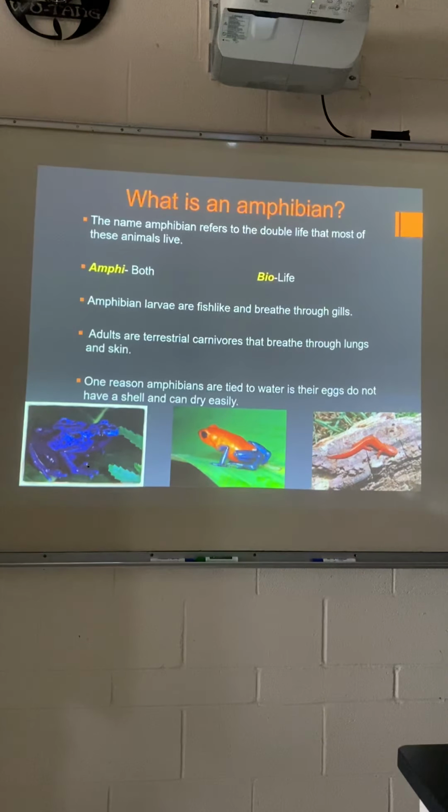The name Amphi means both, bio is life, and this is because these guys have both lives, kind of. They start off their life in water and eventually end up on land. But again, they're tied to water, and a lot of times it's due to reproduction. Their eggs are very, very delicate, and they rely on diffusion of oxygen from the water for those eggs to develop. So adults are terrestrial carnivores that breathe through lungs, while the larvae are fish-like and breathe through gills, and we'll see exactly how these guys change and move along evolutionarily.